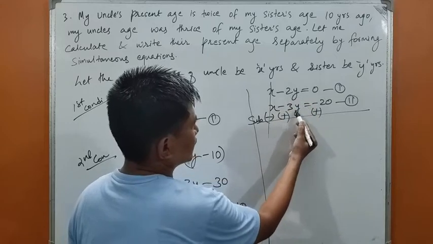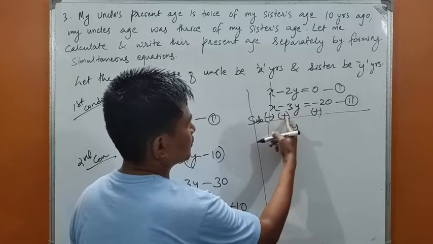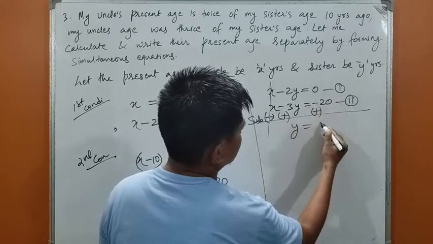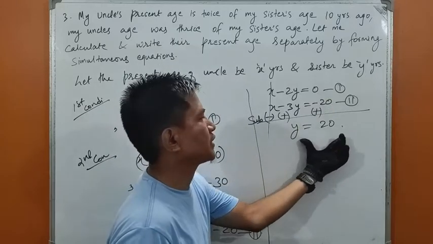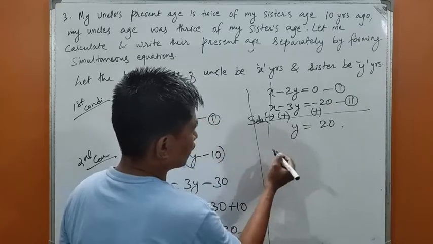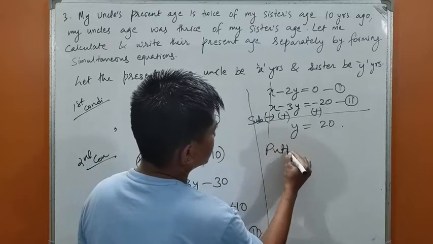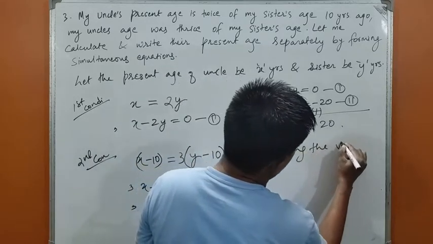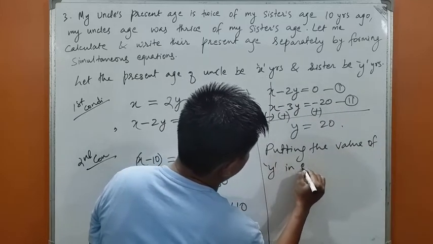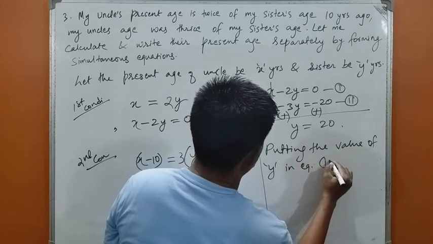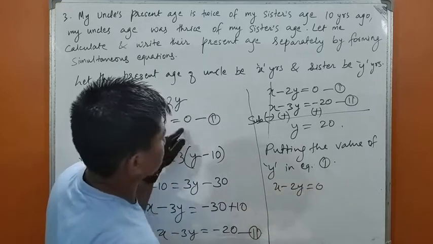So minus 2y and this 3y is plus now. Plus 3y minus 2y is plus y. The sign of the greater number comes, so y equals plus 20 plus 0, which is 20. So y means the age of sister, isn't it? Sister's present age is 20 years. Now we can find the value of x by putting the value of y in equation 1 or 2. Putting the value of y in equation 1, we have x minus 2y equals 0, isn't it?